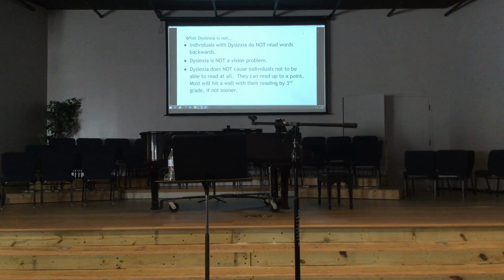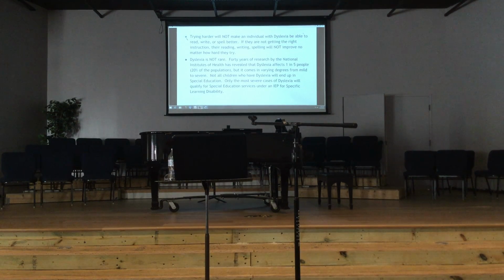The ones that have great visual memories, they can memorize a whole lot more words. The ones that don't have such good visual memories, usually by 3rd grade, a lot of times sooner, you'll really see them start to fall apart in their reading because they can't memorize any more words. By 3rd grade, we have all the prefixes and suffixes that come in, and there's just way too many words to memorize. They're long, they can't figure them out. Trying harder will not make an individual with dyslexia be able to read, write, or spell better.